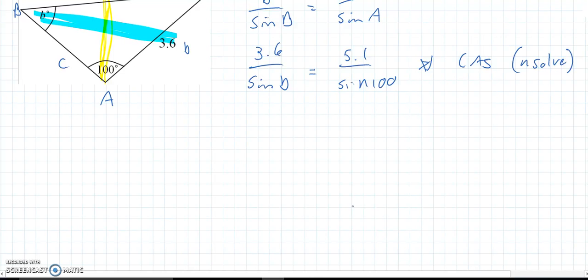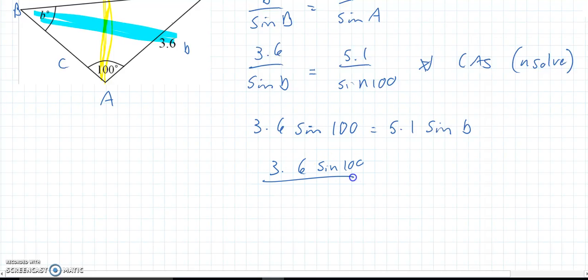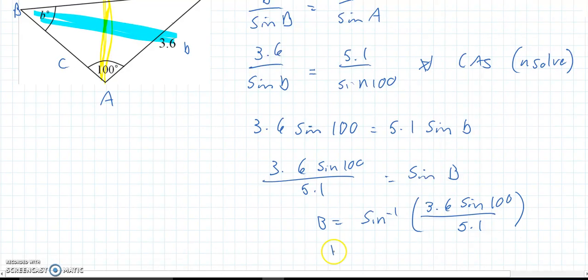However, if you're going to work this out algebraically, then that's fine. What happens is we essentially cross multiply. So 3.6 sine 100 equals 5.1 sine B. Divide both sides by 5.1, so 3.6 sine 100 over 5.1 equals sine B. Now that's strictly speaking not B by itself yet, therefore B is equal to the inverse sine of 3.6 sine 100 over 5.1. And I'll leave you to put that in your calculator.